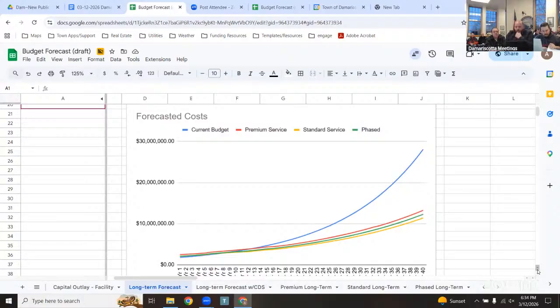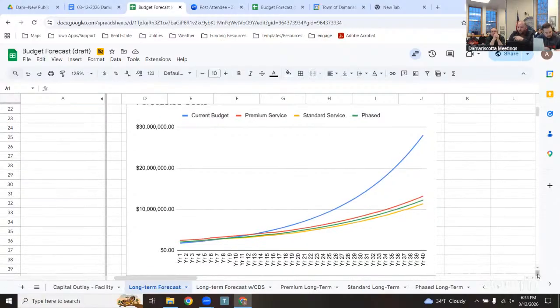So this one here shows the forecasted cost for those three levels of service. The blue line on the top is the current budget, which assumes an 8% increase on the contracted service, and a 5% increase on the in-house, mostly for Damariscotta, year over year, continuing at that same level of service. Those three scenarios below that are mapped out at 40 years for the premium, standard, and phased approach. You can see the standard level of service is the lowest cost one. They all continue to stay on that track.